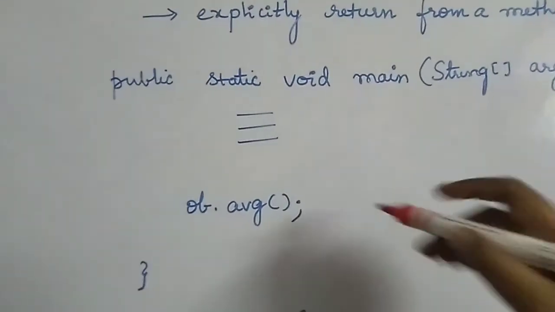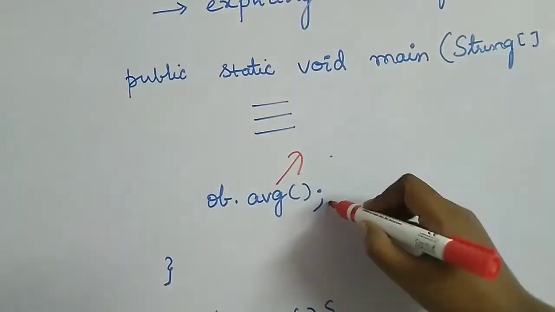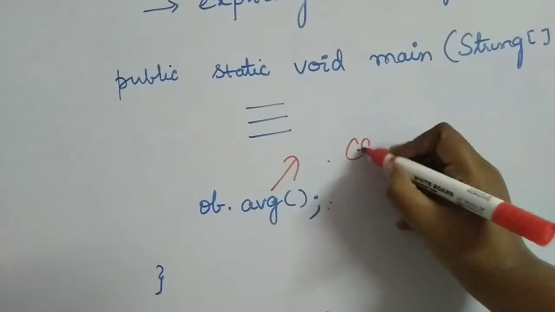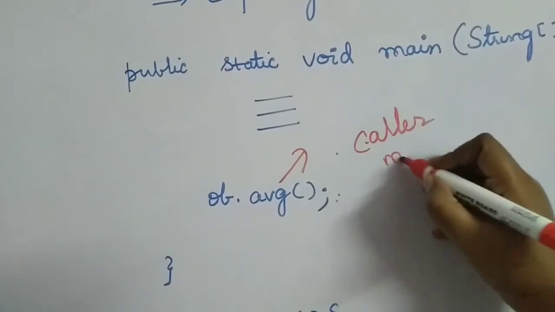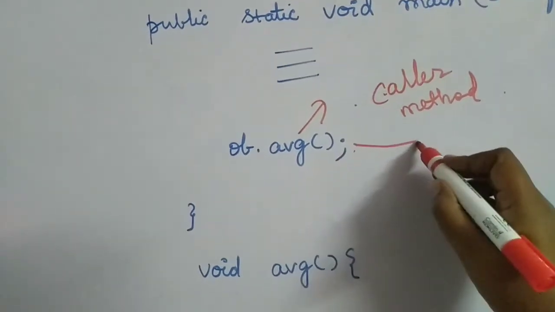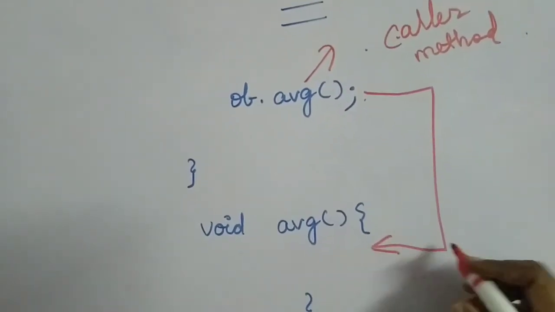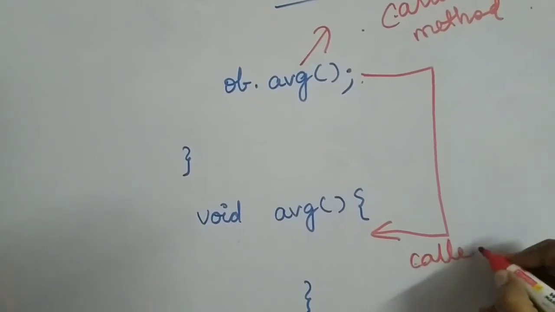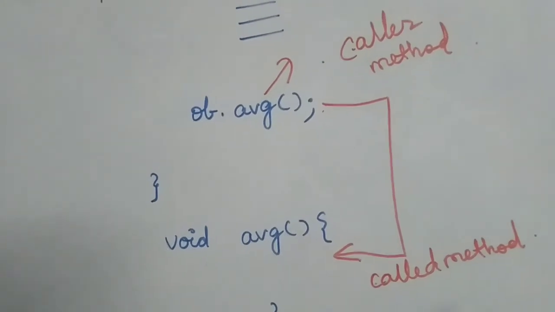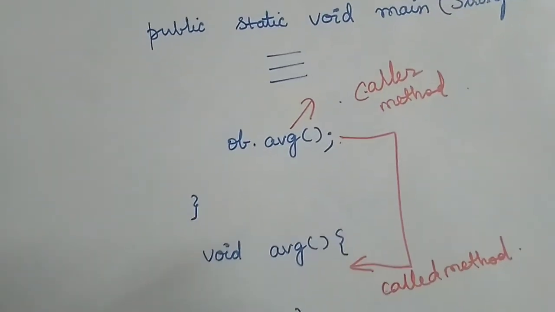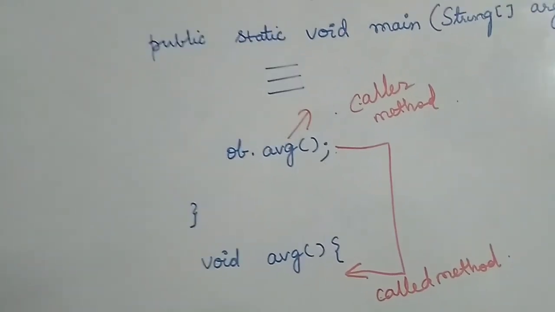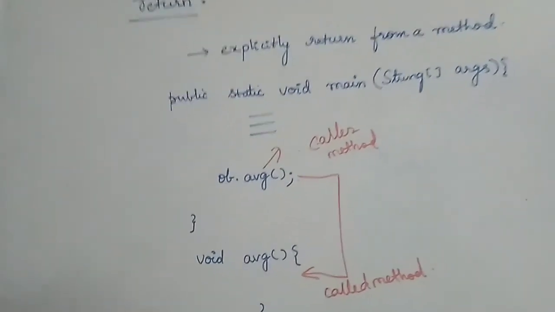For example, say that there is a method called average, and we are calling this method in the main method. So main has become the caller method, and control goes to average over here. Average is called the called method. That's what the jump statements are about. You are going from one part of the program to another part by using return. That's why it's called a jump statement.